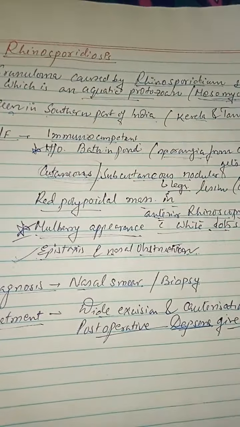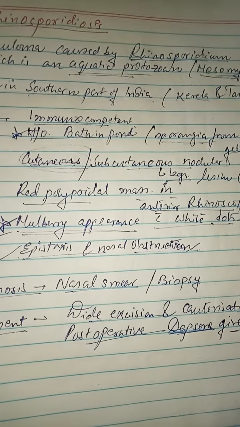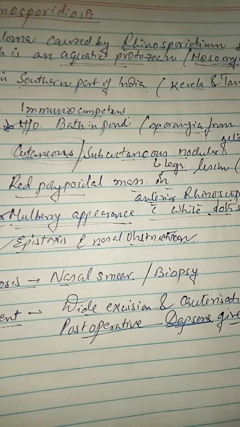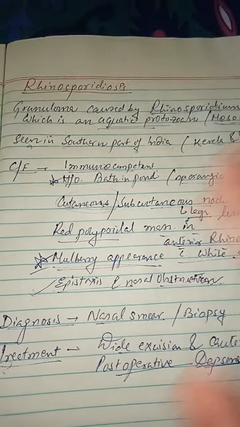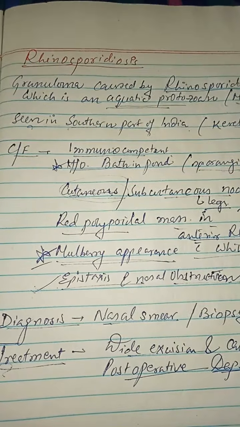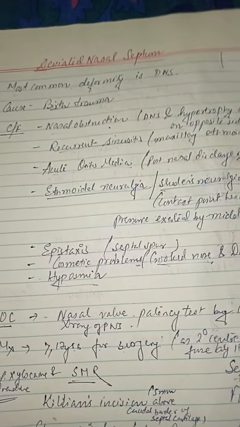Other granulomatous diseases are also there like sarcoidosis, TB, leprosy, and rhinoscleroma, which is caused by Klebsiella. These are the other granulomatous diseases. So it is very much important that I have told rhinosporidosis and deviated nasal septum. So thank you.